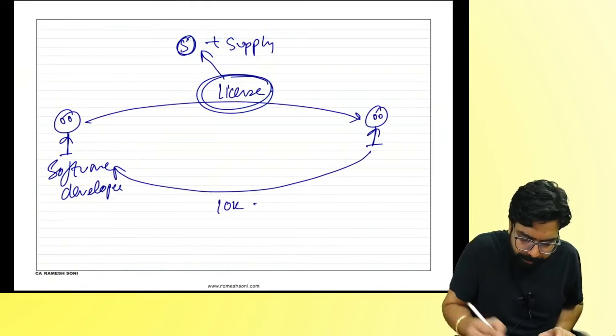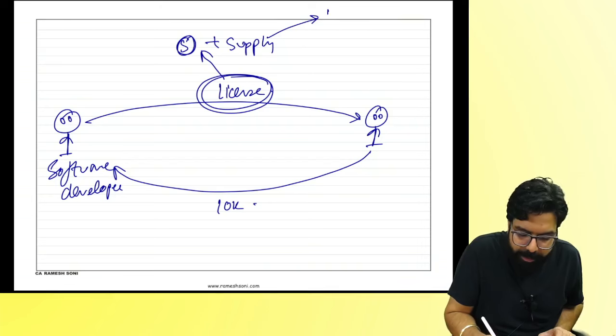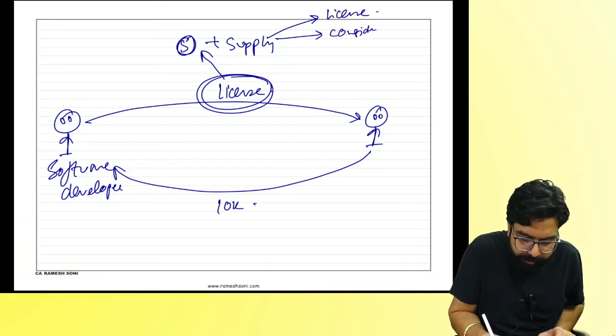Will it come or will it not come? One minute. It's a license. Do you guys agree with me? Is it for a consideration? Is it in the course of my business?